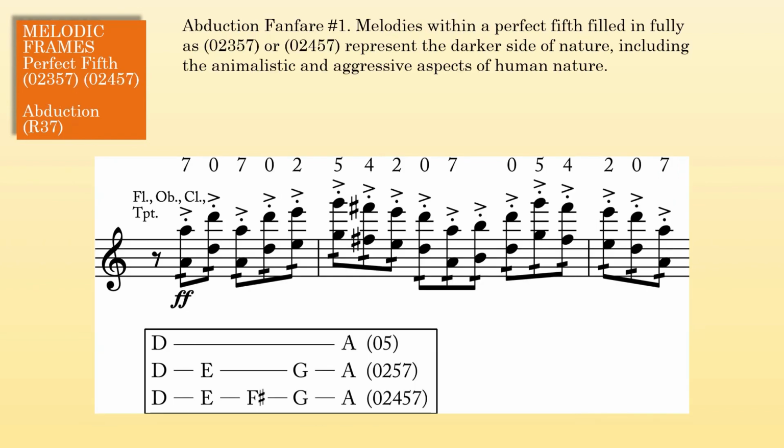When the framing perfect fifth is filled in fully as 02357 or 02457, we still find musical representations of nature, but of its darker side, including the animalistic and aggressive aspects of human nature.